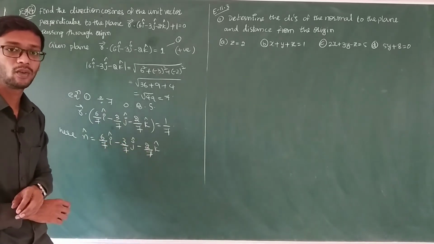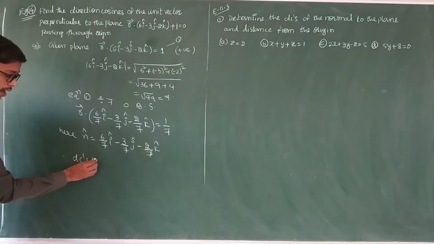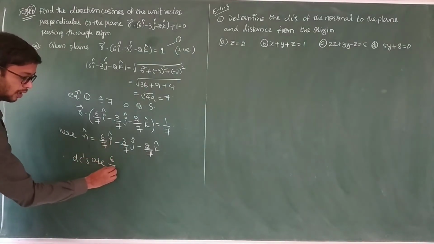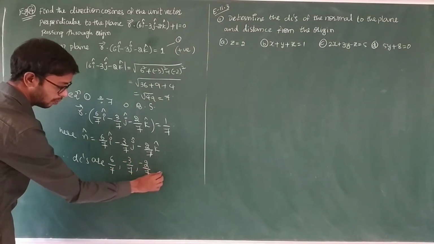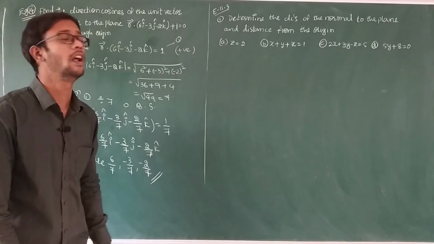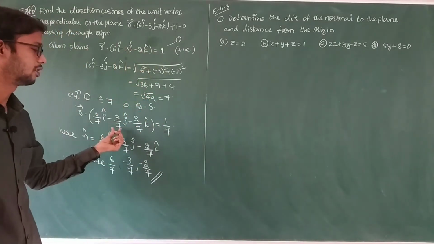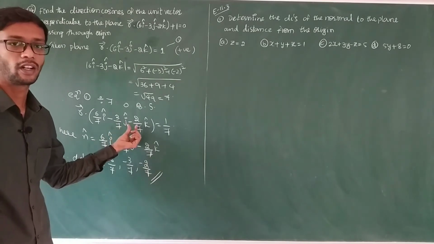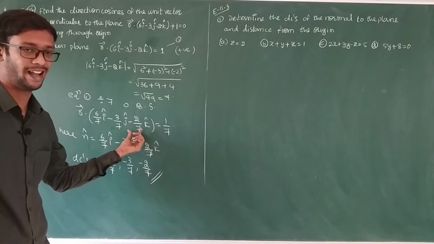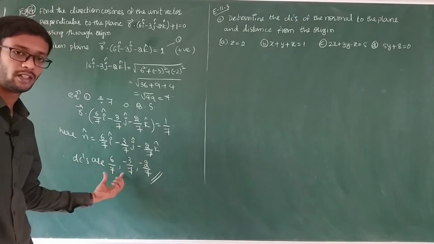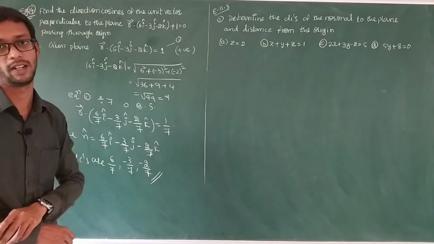What are the direction cosines? Therefore the DCs are just the coefficients: 6 by 7, minus 3 by 7, minus 2 by 7. Simple problem, this one. The magnitude of the vector you have to find, then divide on both sides. This will show as a unit vector perpendicular to the plane. So that's why the coefficients will be the DCs. And the distance is 1 by 7.